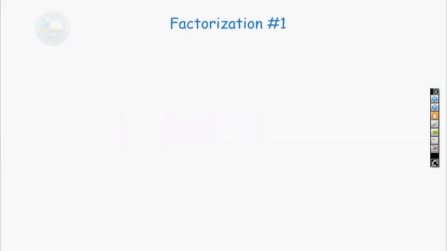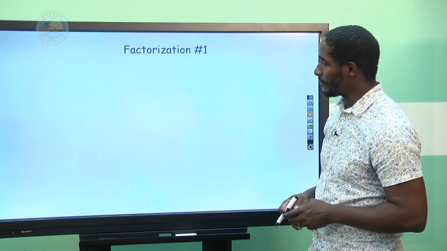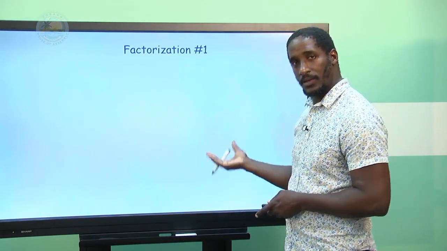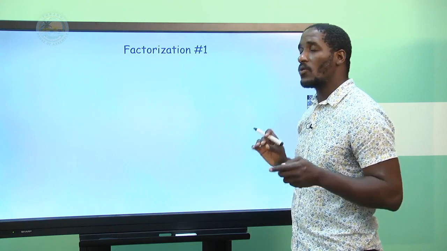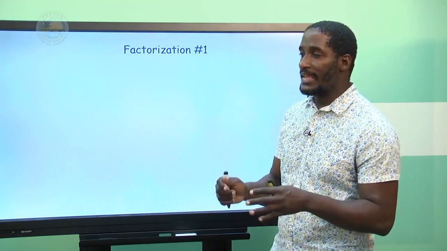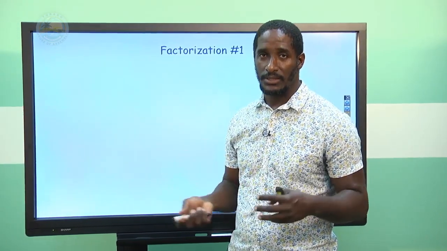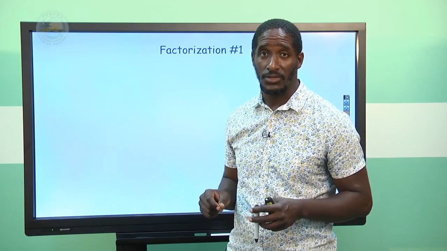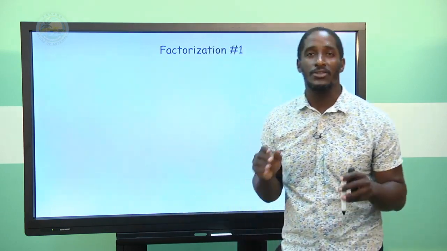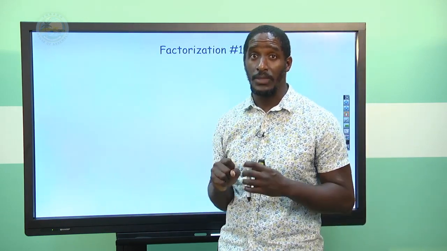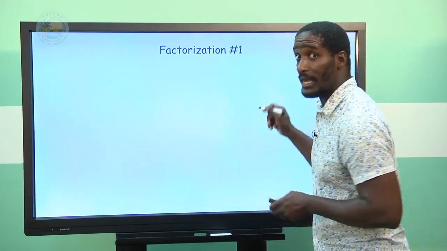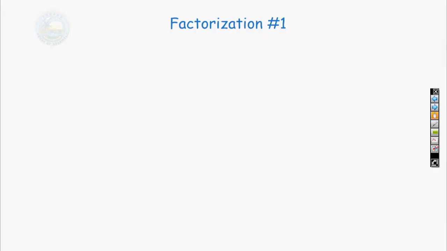We want to look at the first method of factorizing. For this method, we are utilizing the distributive property. For any algebraic expression that you're asked to factorize, in the exam, in question number 2, they usually ask you to factorize algebraic expressions. The first thing that you do is to utilize this method. Check to see if this method applies. It may not apply, but you need to check.